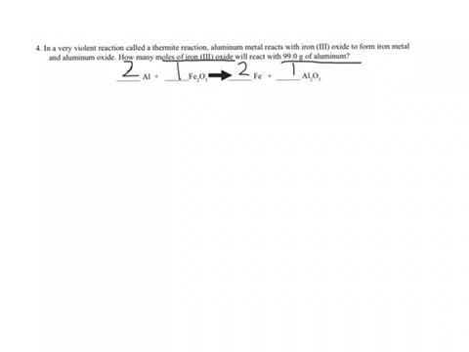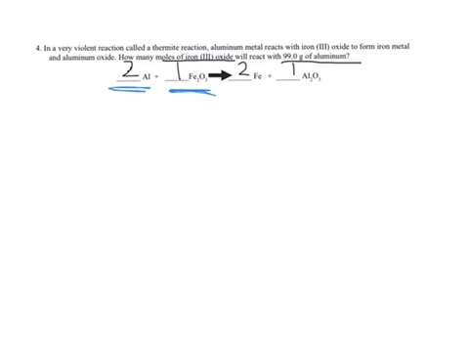To figure out which ones we're going to be using, you have to look at the substance you are given and the substance you are solving for. We're given grams of aluminum and we're looking for moles of iron 3 oxide. So the coefficients that we will be using is the one in front of the aluminum, because that's the substance we are given, and the one in front of iron 3 oxide, because that's what we are solving for.